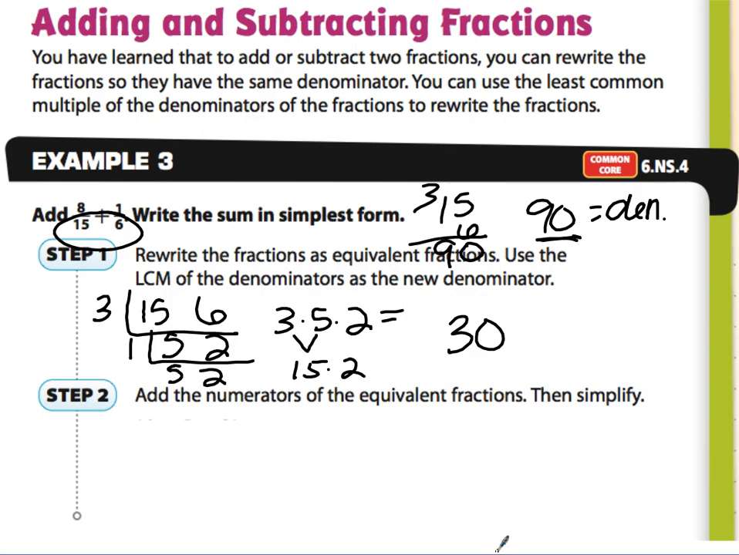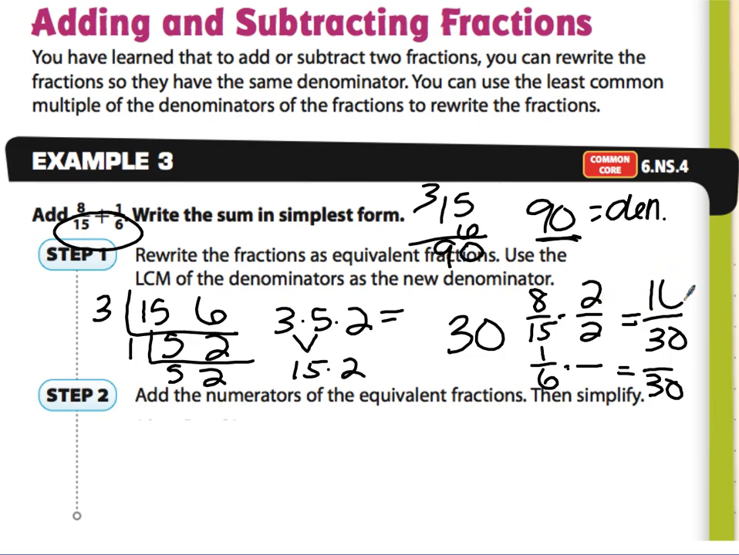What that means is I can take 8/15 and 1/6, and figure out what to multiply them by to get to 30 instead of getting to 90. So 1/6 times something gave me 30. In this case, I know 15 times 2 gives me 30, and what I do to the bottom, I have to do to the top. So I get 16/30. I know 6 times 5 gives me 30, so what I do to the bottom, I have to do to the top. So now I have 16/30 plus 5/30.